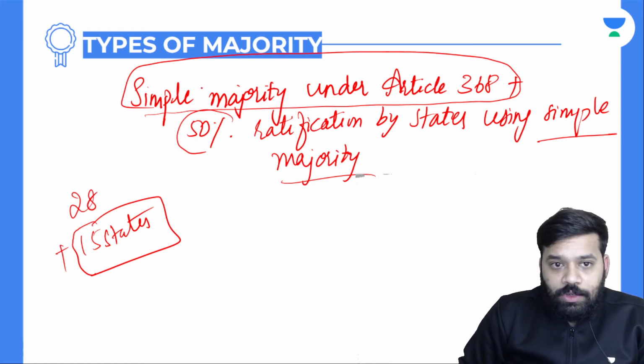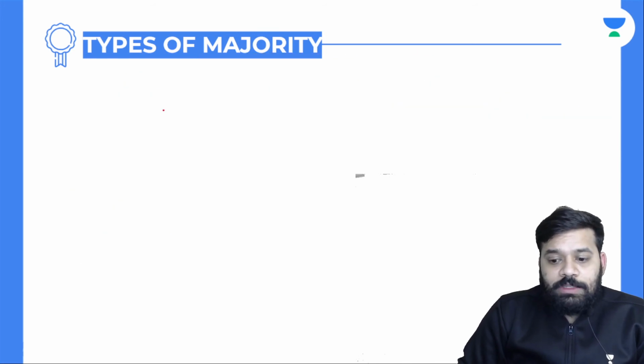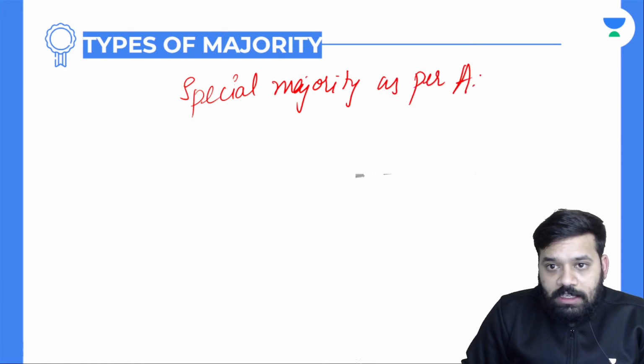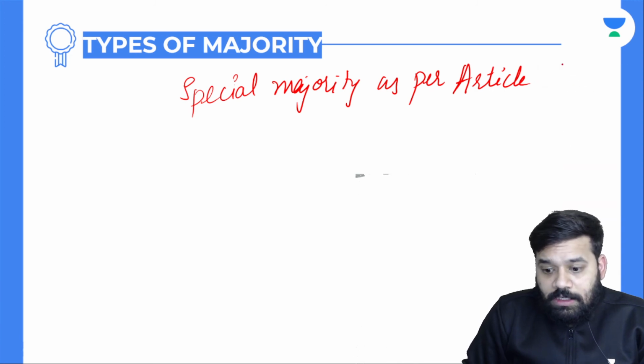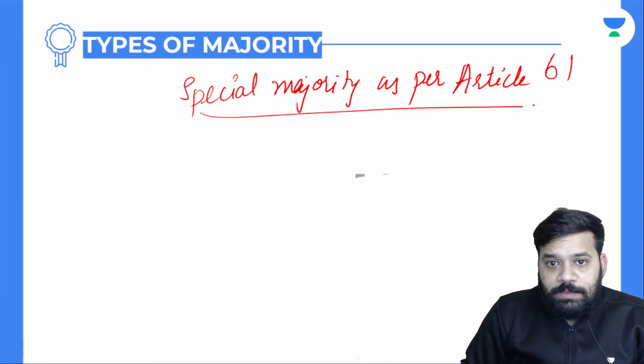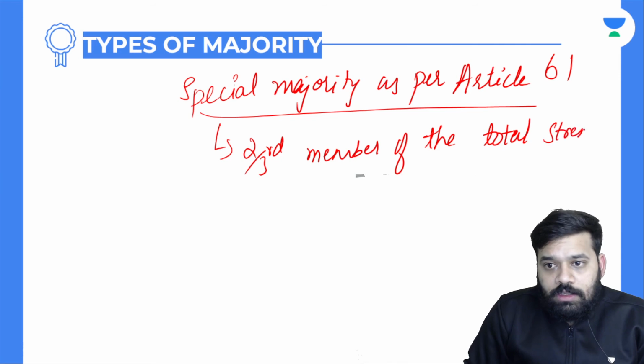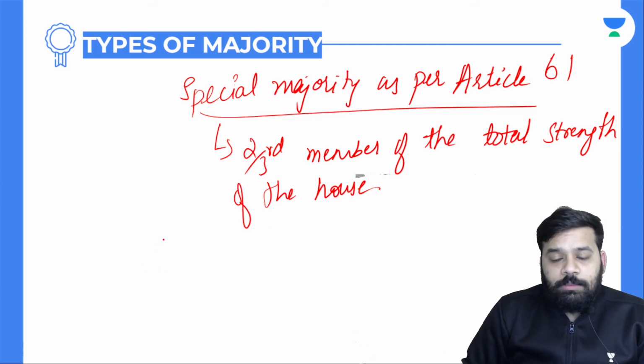Okay. So I hope simple majority is clear. And the next type of majority is special majority as per Article 61. Here, special majority under Article 61 requires 2/3 members of the total strength of the house.